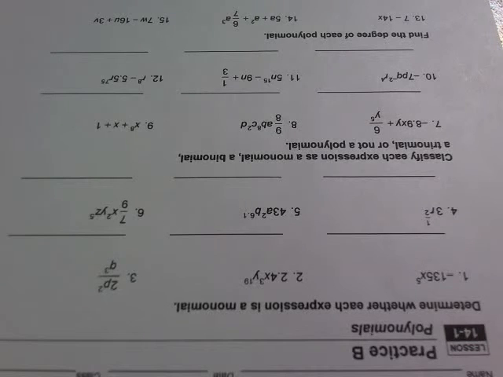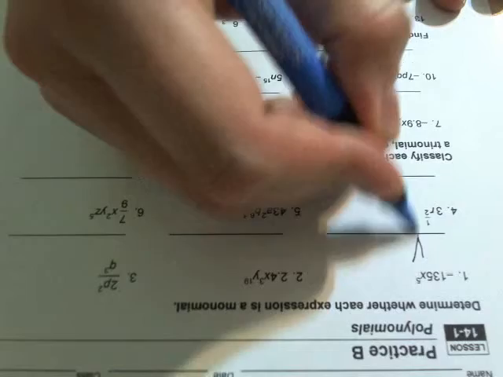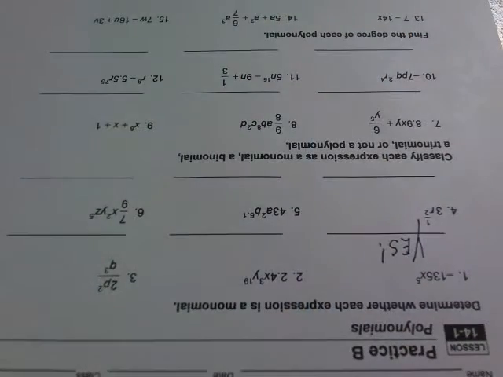So if we look at number 1, we've got negative 135 x to the 5th. So there's no addition, no subtraction. It is multiplication. I do have numbers and variables, which is okay. You can have just one, you can have both. And the exponent here on x is positive. So yes, this is going to be a monomial.